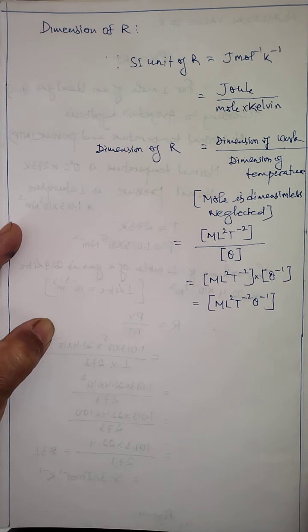So this is the detailed explanation of R, the universal gas constant. Now in the next YouTube video, we will express another important constant, called the Boltzmann constant.